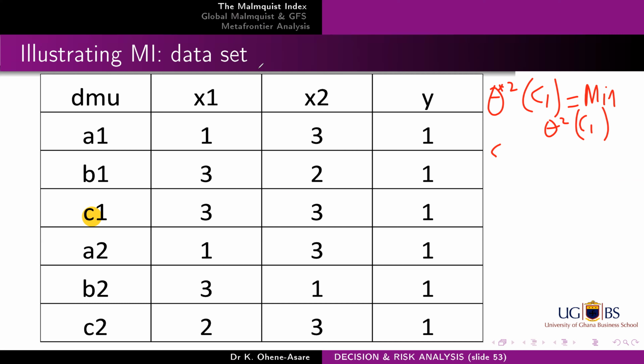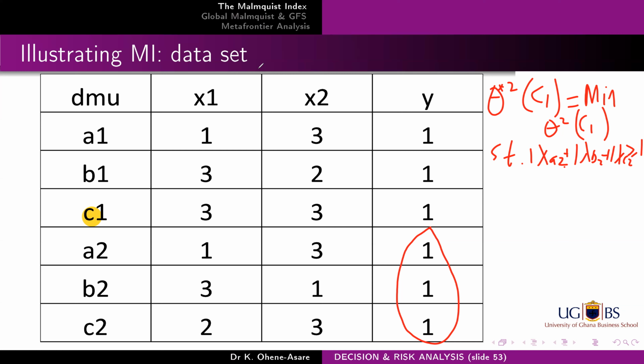Subject to the output constraint first. The output constraint here is for year 2, so you are taking year 2 output. It's going to be 1 lambda A2, because we are doing year 2, plus 1 lambda B2 plus 1 lambda C2 greater or equal to 1. That's for the output constraint.